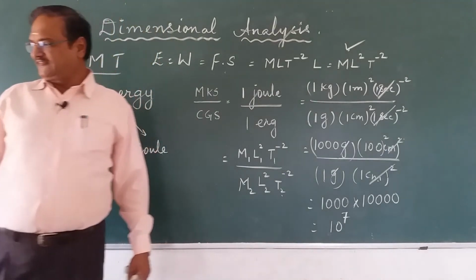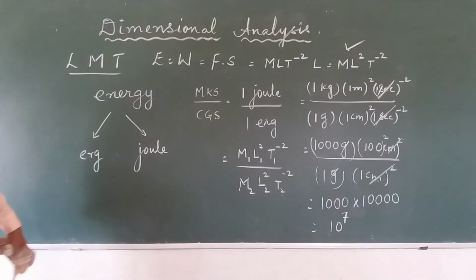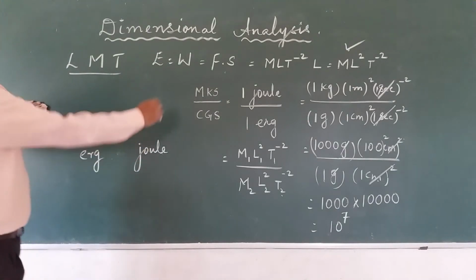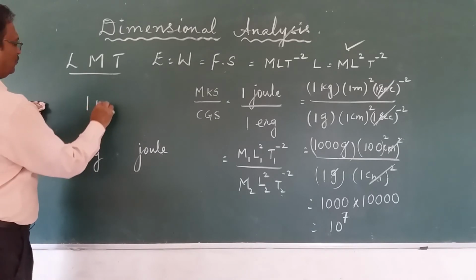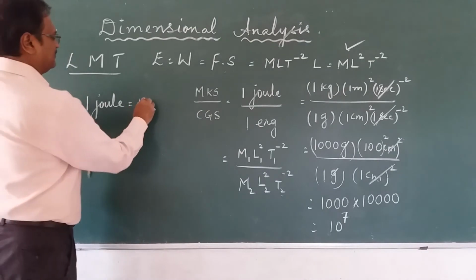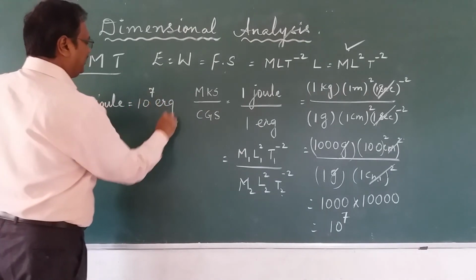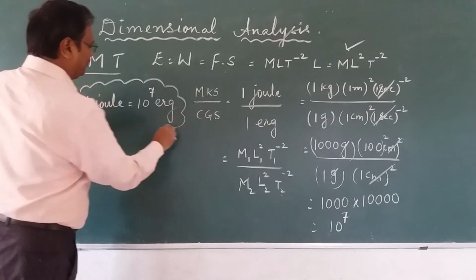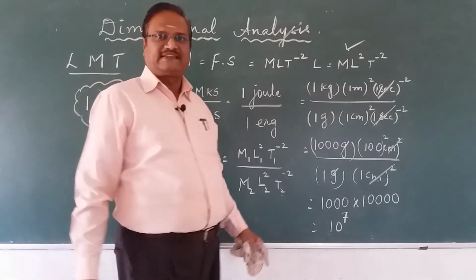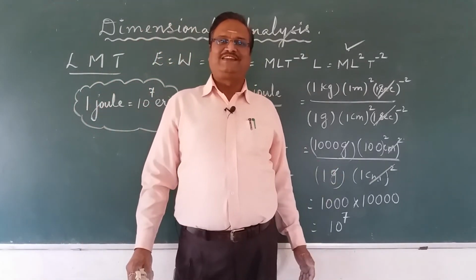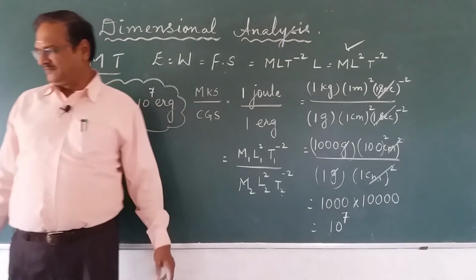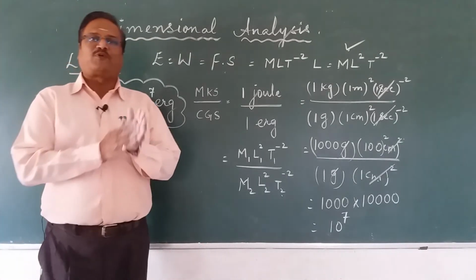Okay, from this we can conclude that 1 joule is equal to 10 power 7 erg. So this is the conclusion which we get from this dimensional analysis. I hope you understand. You have to be clear how I am doing it. Watch it one time, two times, and you will be able to do this problem.